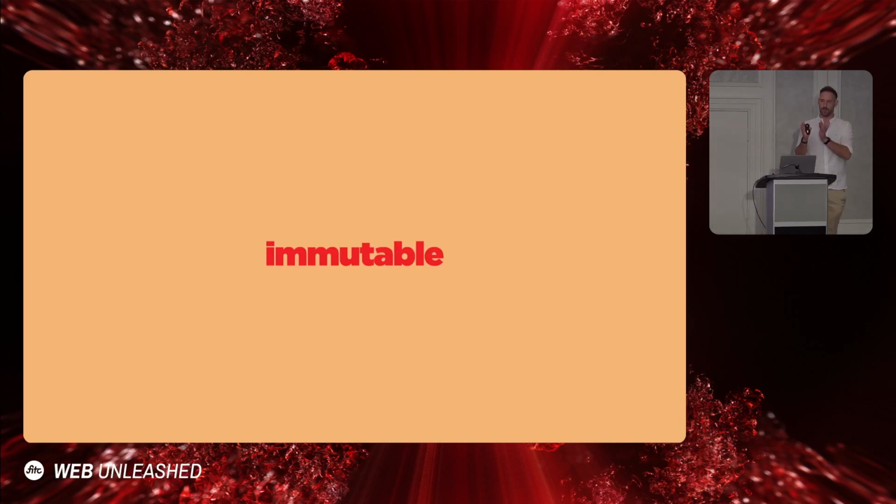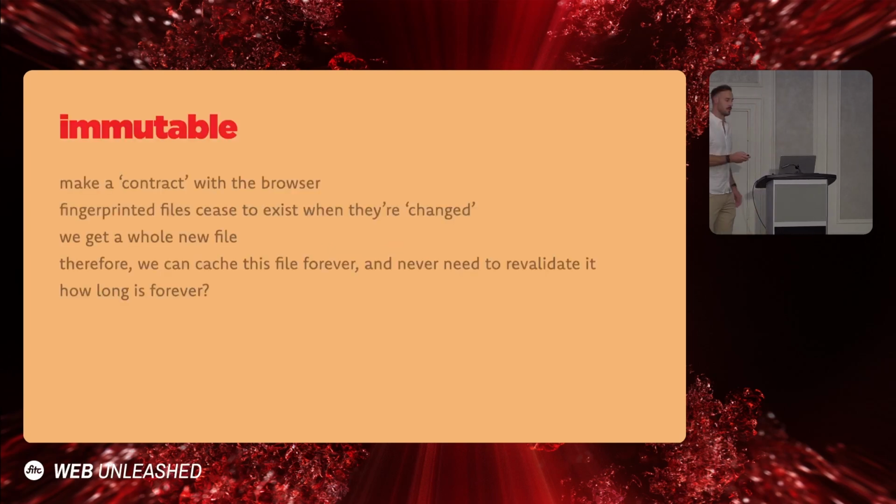So immutable makes a contract with the browser. If you fingerprint a file, the contents of the file never changes. You get a whole new file. You might have app.123.css, then you change it, and your build system gives you app.321.css. That file hasn't changed. It's a whole new file. If files never change, you never need to revalidate them. So the beauty of immutable is you can create a contract with a browser that says, cache this for infinity. Never revalidate it, you just don't need to. This file, if it changes, it ceases to exist.